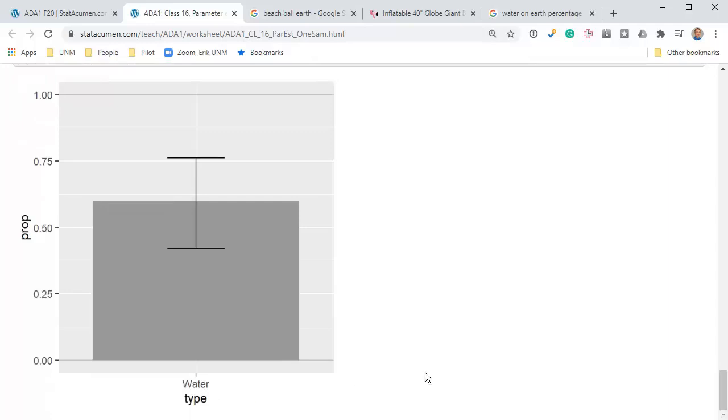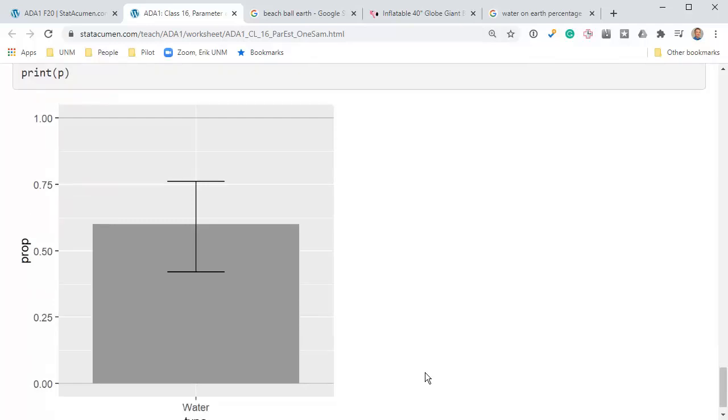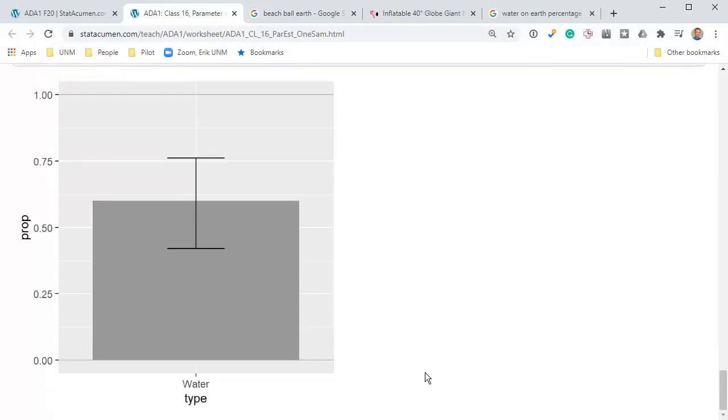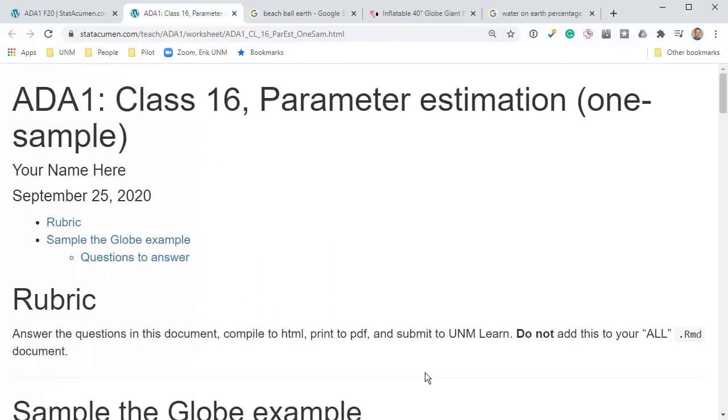All right, so that was a long discussion for a fairly simple homework, but I did discuss confidence intervals for quite some time. So I'm sorry that we didn't get to toss a beach ball around. That's one of the highlights of the class typically.